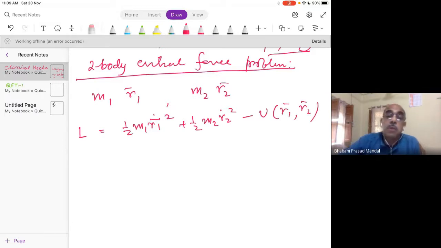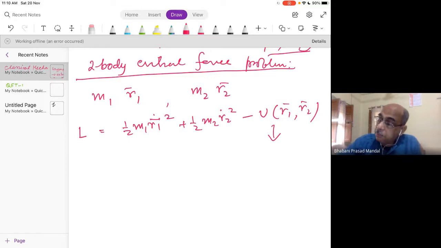There is no velocity dependence in the potential, say. This is the Lagrangian. But if the potential is arbitrary, then this kind of problem is extremely difficult to solve, because it has 6 coordinates and a non-trivial interaction.